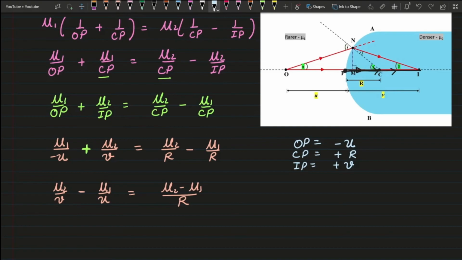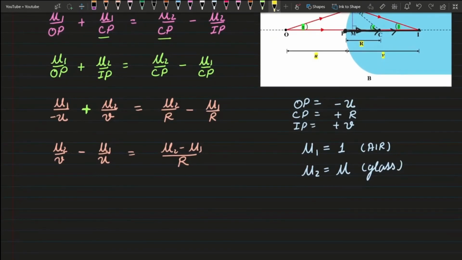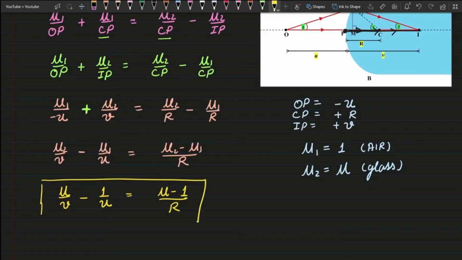Now one more assumption I will make. If my rare medium, which is mu1, is air, then the refractive index I can take as nearly equal to 1. If mu2 is glass, let mu2 be equal to mu, any medium like glass. So now replace mu1 with 1 and mu2 with mu. You will get mu upon V minus 1 upon U equal to mu minus 1 upon R. This is the final equation, which establishes the relation between the refractive index, U, V and R.